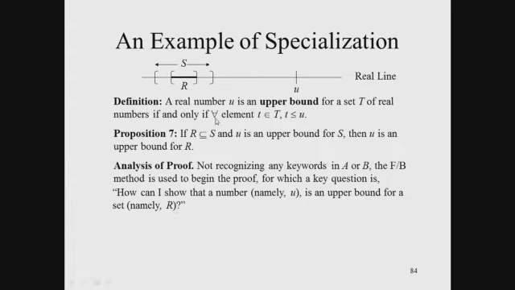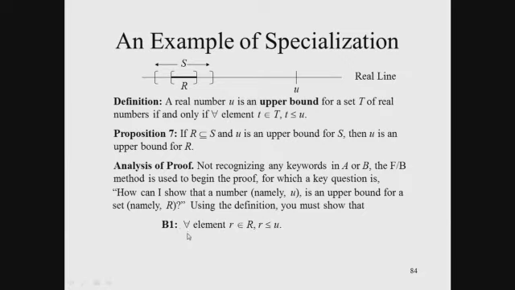How can I show that a number, namely U, is an upper bound for a set, namely R? What do we have to show, according to the definition? All the elements in the set T. Not T. We're applying this to R. In set R? Right. Let's try that again. How do we apply the definition to the set R? All the elements in the set R are less than or equal to U. Excellent. And that's what I'm going to write as my new statement B1.